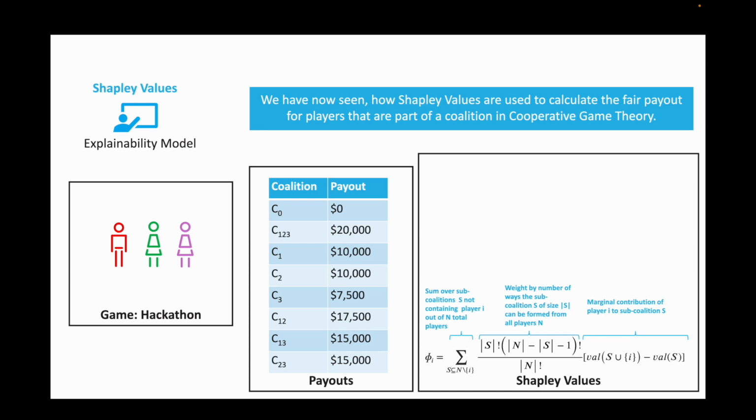We have now seen how Shapley values are used to calculate the fair payout for players that are part of a coalition in cooperative game theory.